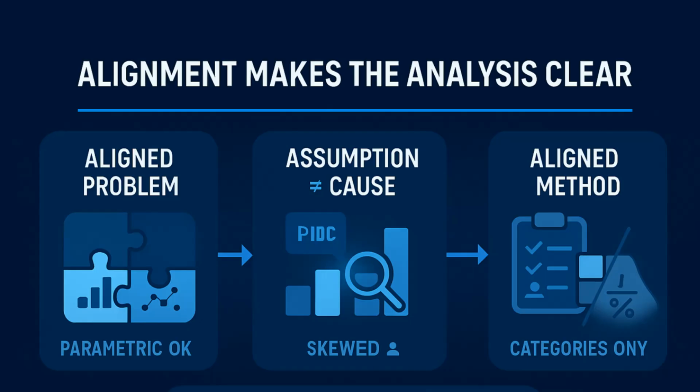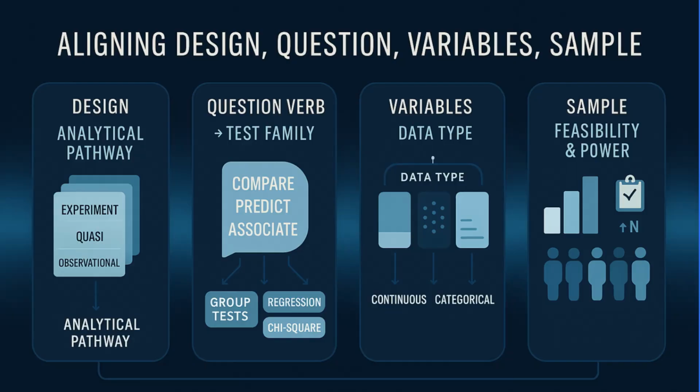When all pieces of the study are aligned, analysis becomes clear. The research problem identifies a measurable issue. The gap clarifies what pattern or difference is missing. The methodology establishes the need for numerical evidence. The design determines the analytical pathway. The research question verb signals the test family.